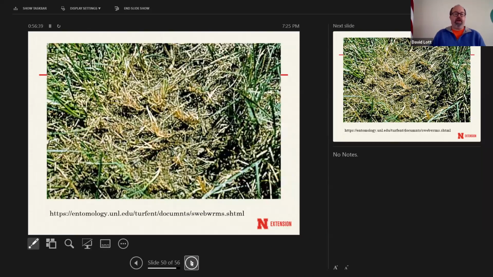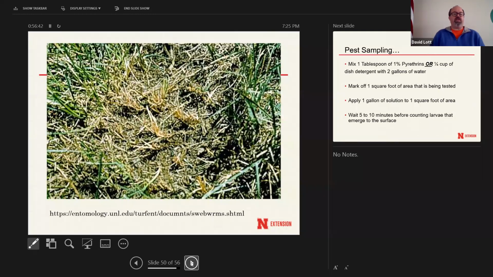And then here is a picture of those pencil-shaped holes. And it's like they've roughed everything up real good. And then you'll see those holes, and they kind of have that silken material in there. And that tells you it is sod webworm. So how do we test for these creatures?